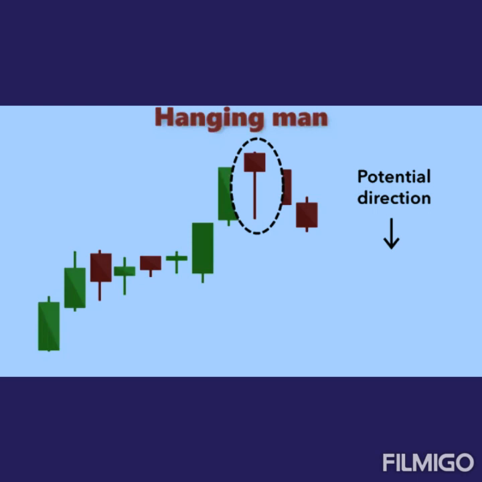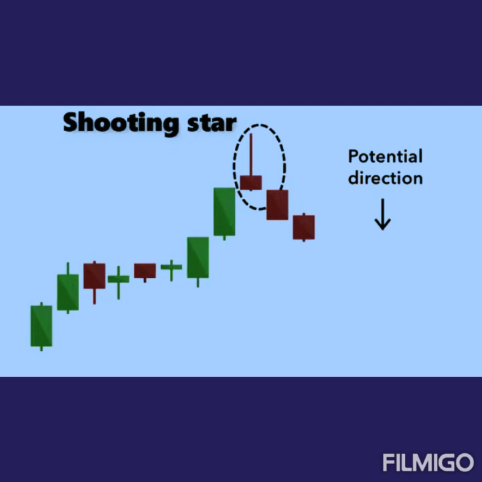It indicates that there was a significant sell-off during the day, but that buyers were able to push the price up again. The large sell-off is often seen as an indication that the bulls are losing control of the market. Shooting star. The shooting star is the same shape as the inverted hammer, but is formed in an uptrend. It has a small lower body, and a long upper wick.